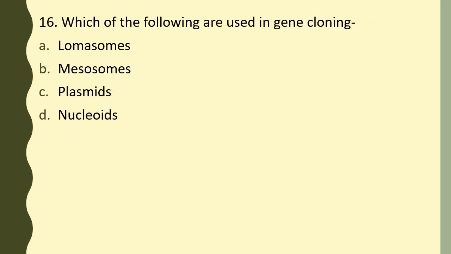Question number 16. Which of the following are used in gene cloning? Lomasomes, mesosomes, plasmids, nucleoids. Which of the following is used in gene cloning? Correct answer is option C, plasmids are used as vector or carrier of genes in gene cloning.